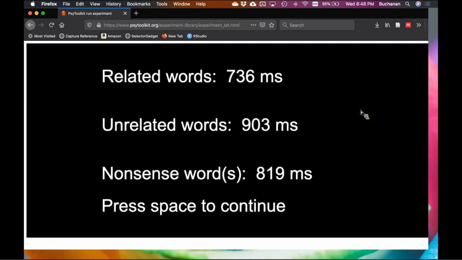I've also taken this example many times now, and I usually don't get the results right anymore. But this related is what you should see. Related should be faster than unrelated, and then nonsense words are typically the slowest.